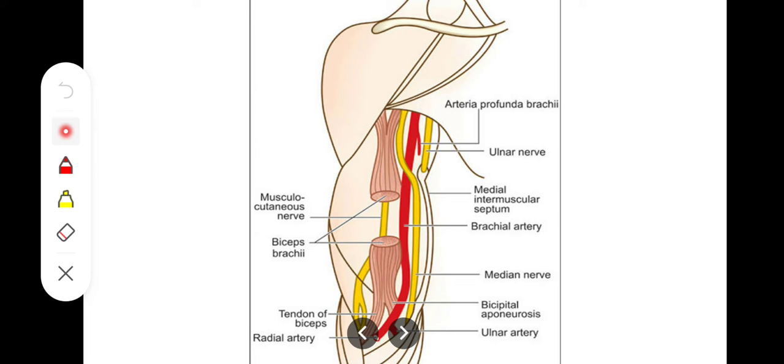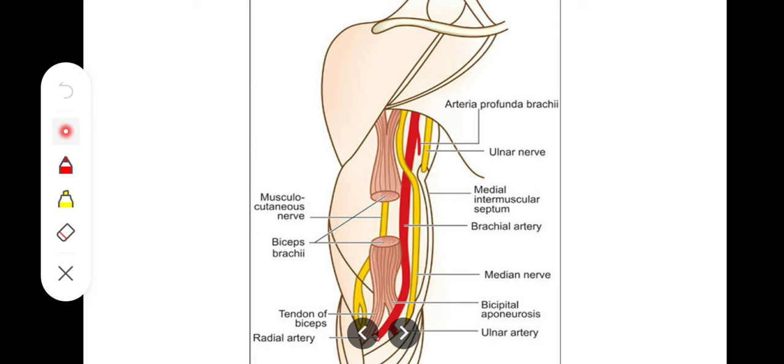What about its posterior relations? Posteriorly, this artery will be related to the triceps brachii muscle, the muscle of the posterior compartment of the arm, the radial nerve, and the profunda brachii artery. We said that the profunda brachii artery is always accompanied by the radial nerve, and these both are the contents of the posterior compartment of the arm, so they will be in the posterior relations to the brachial artery as well.